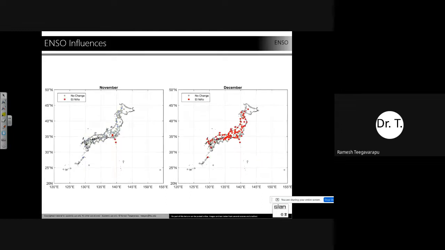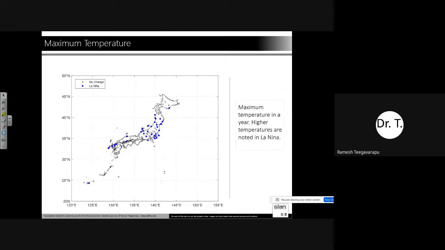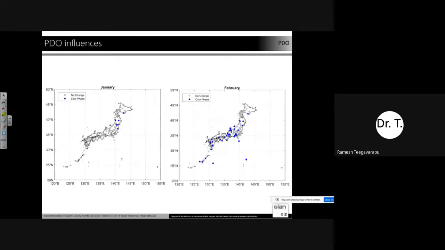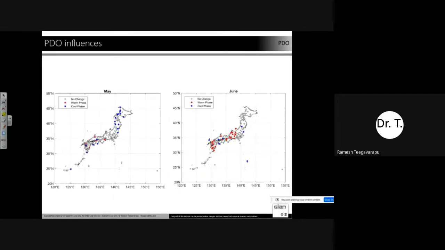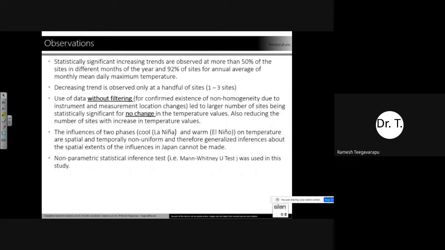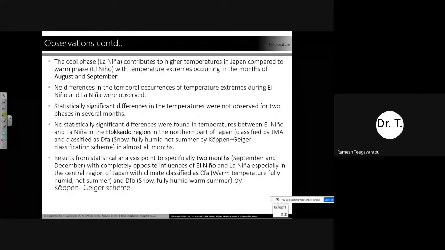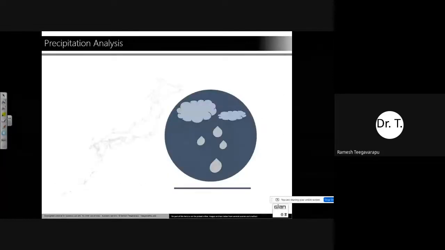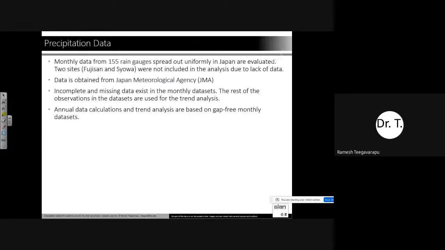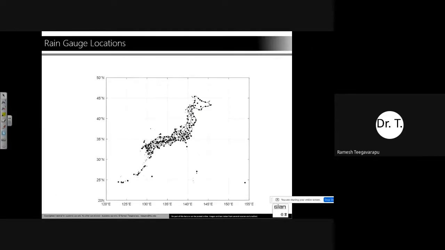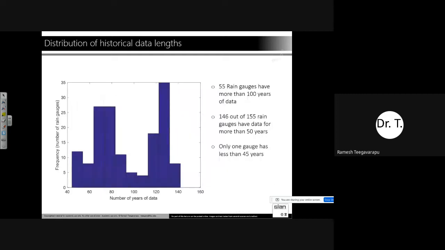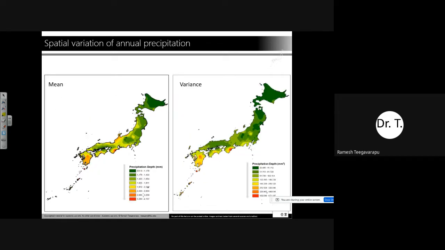So you see that very important distinction happening. And the maximum temperature is again guided by La Nina. PDO influences, similar results, and these are some of the observations I have already talked about. I'll continue. And then for precipitation, again, we have the same number of sites, 150 sites. We have increasing distribution of the number of gauges that are available as we go forward into the 20th century.